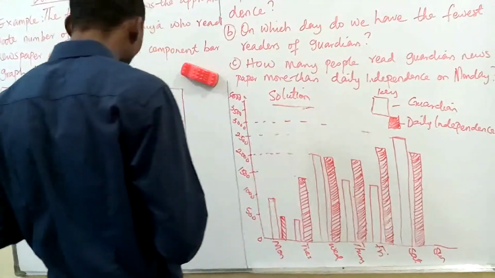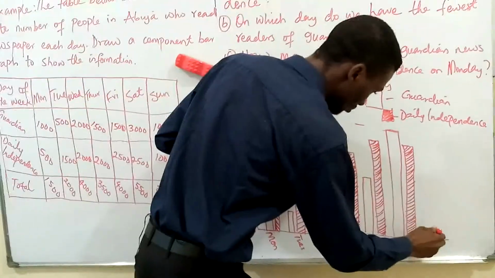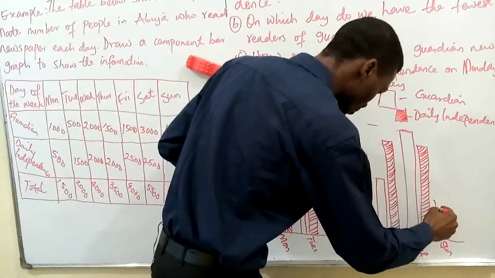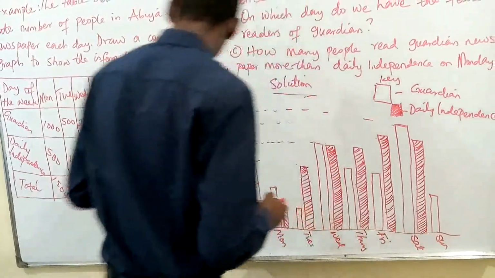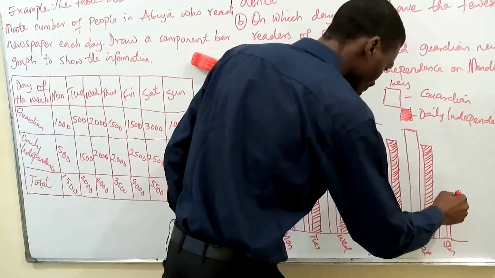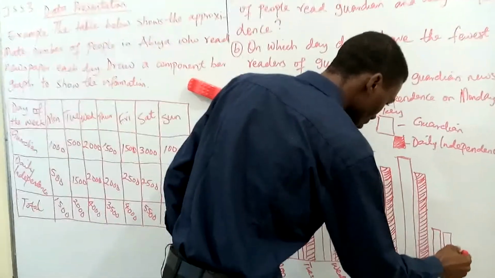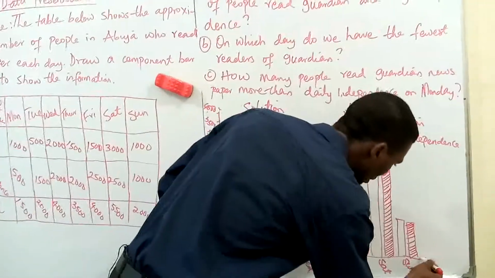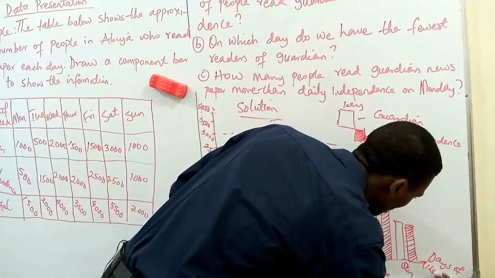Then on Sunday we have 1,000 Guardian readers. Somewhere around here, then 1,000 daily independence readers too. Daily independence. Of the week.